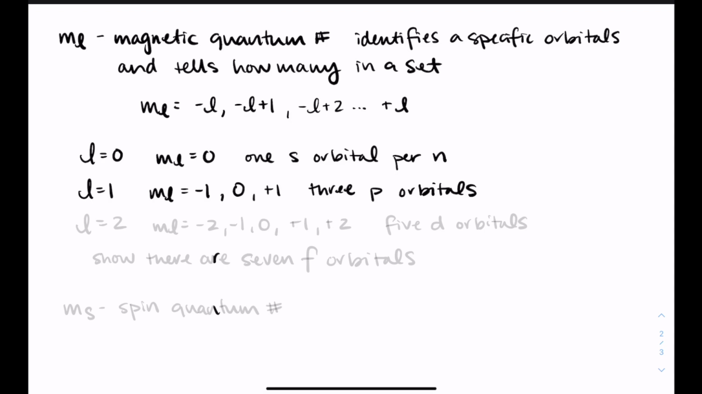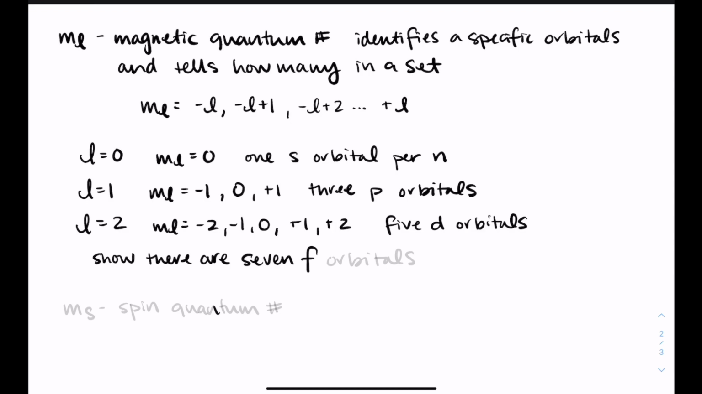Now, you should be able to go to L equals 3 and write out the range of m sub L values that exist for L equals 3, and show that there are 7 f orbitals. I'm not going to make you draw f orbitals, but where we will end up is drawing the shapes of the s orbitals, the set of 3 p orbitals, and the set of 5 d orbitals.